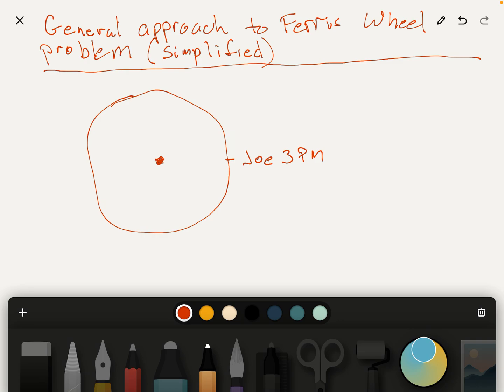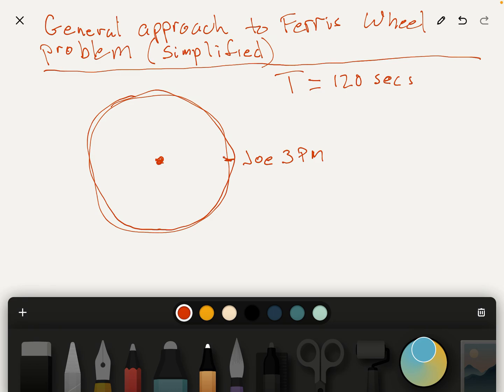Here's the center of the Ferris wheel. So in these problems, they give you how long it takes for the Ferris wheel to make one revolution. And we can call that the period, capital T. So let's say it makes one revolution in 120 seconds. Just making this up for now. So they give you that.